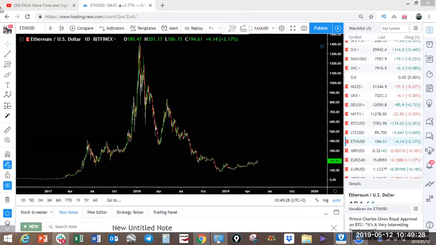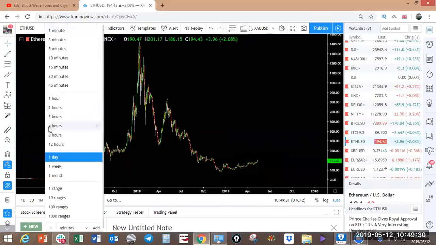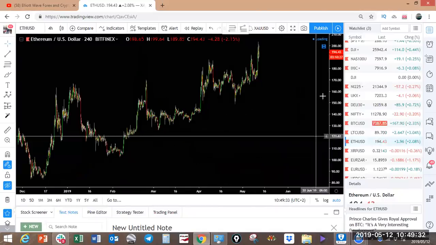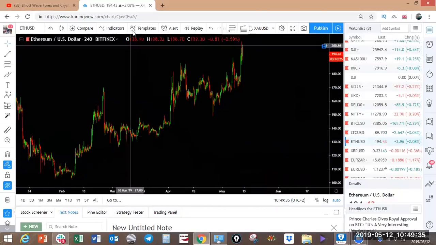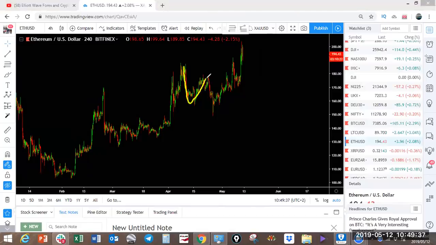Let's look at it in the 4-hour and see what we looked at here. Okay, so this one, we looked at this 3-wave pullback. It already started with this move to the upside. So this one is still pushing higher. It will follow what Bitcoin is doing for upside. So it will keep making corrective structures and pushing higher.